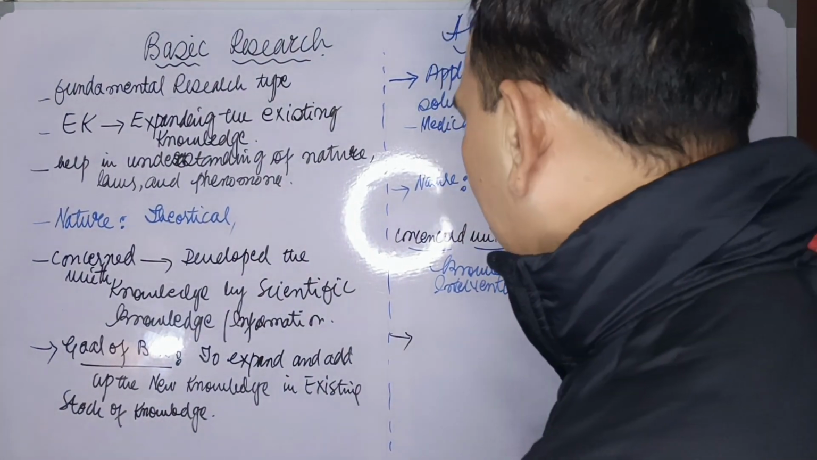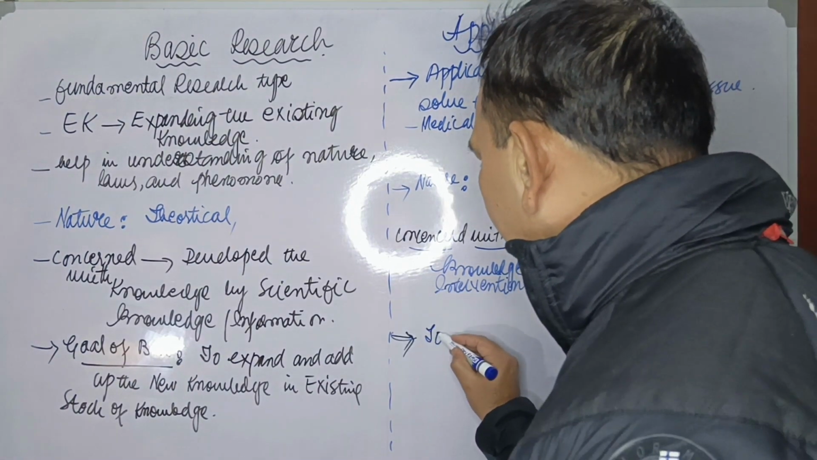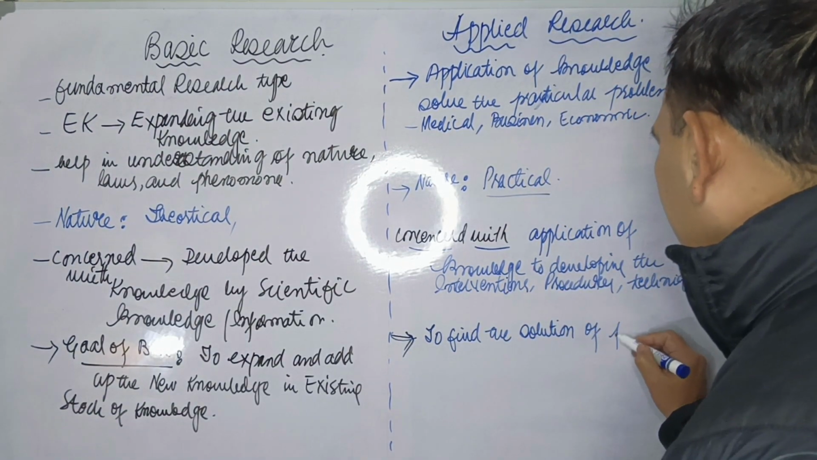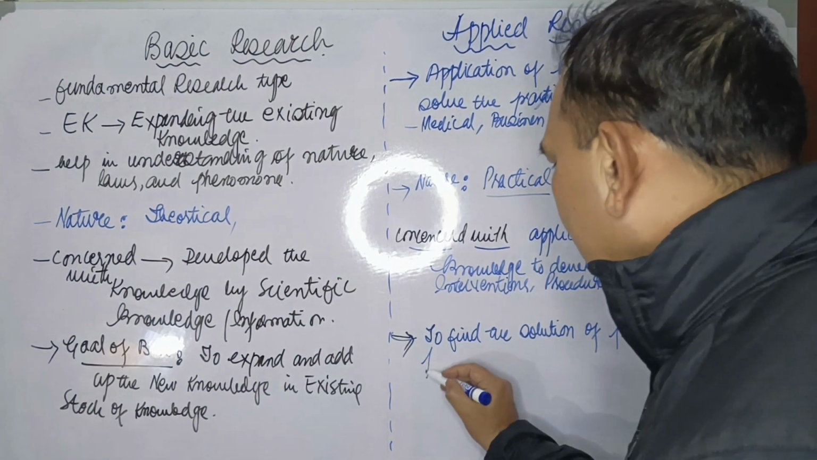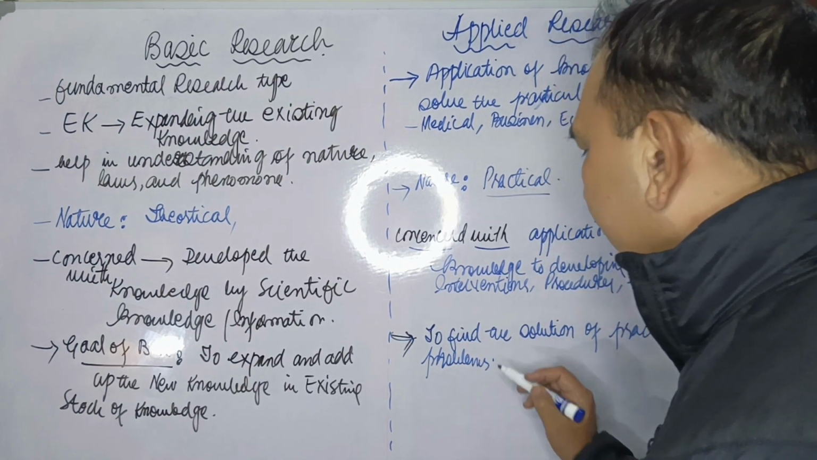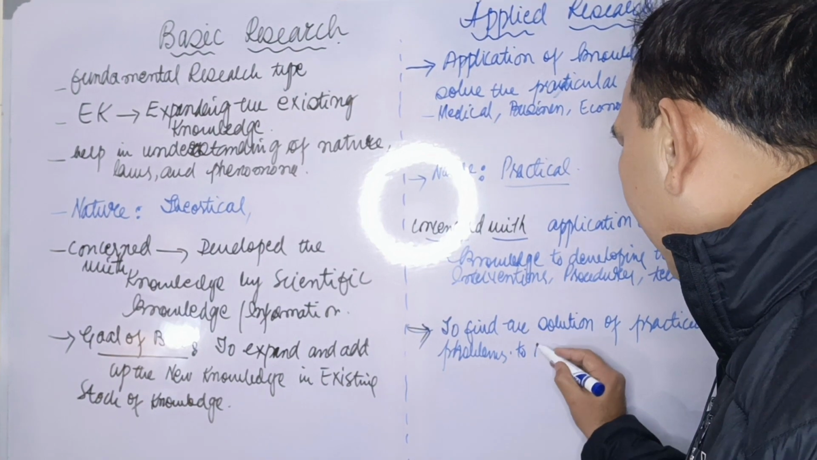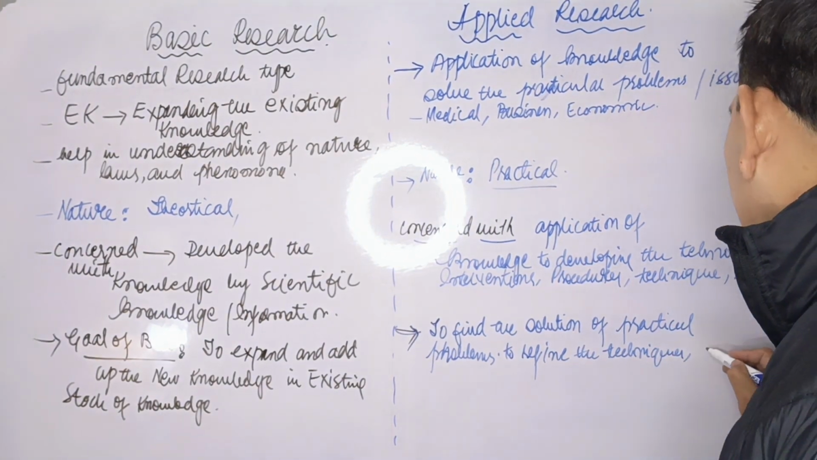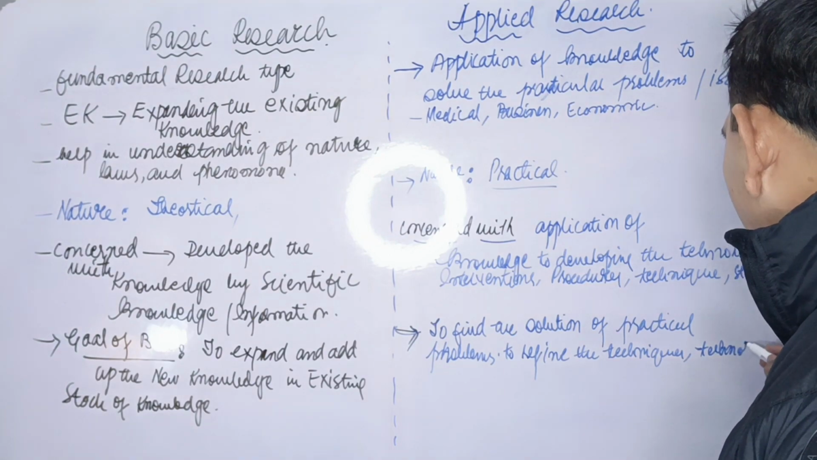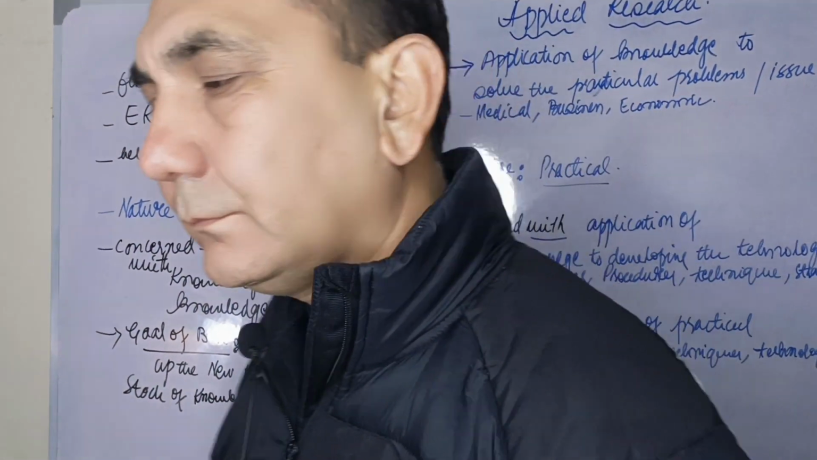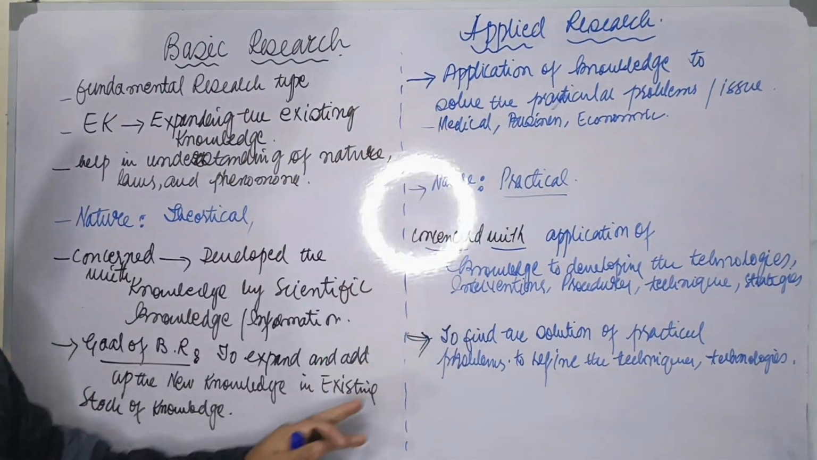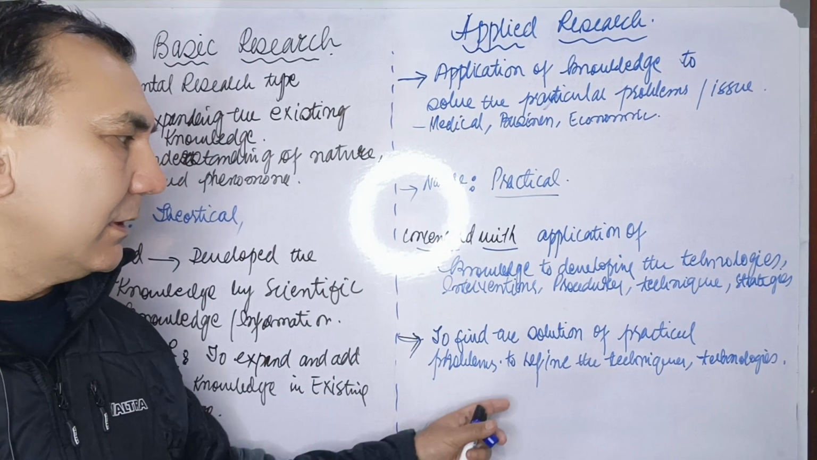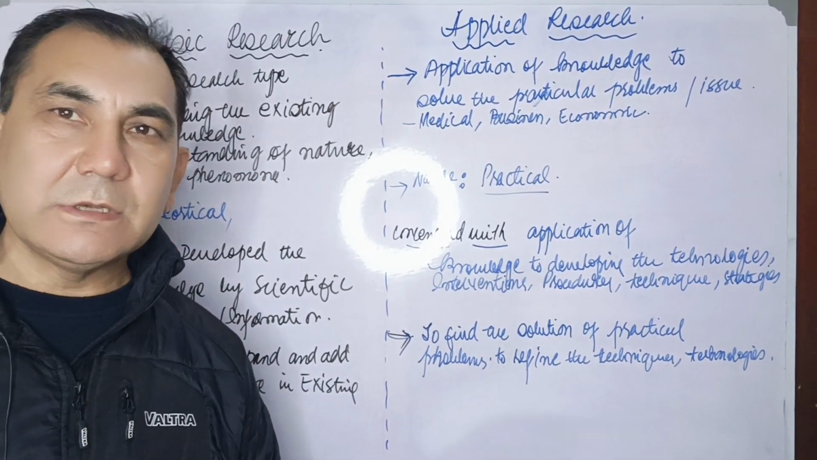While the goal of applied research is to find the solution of practical problems, to refine techniques, technologies, and so on. So the goal of applied research is to find solutions to practical problems and to refine techniques, strategies, or interventions.